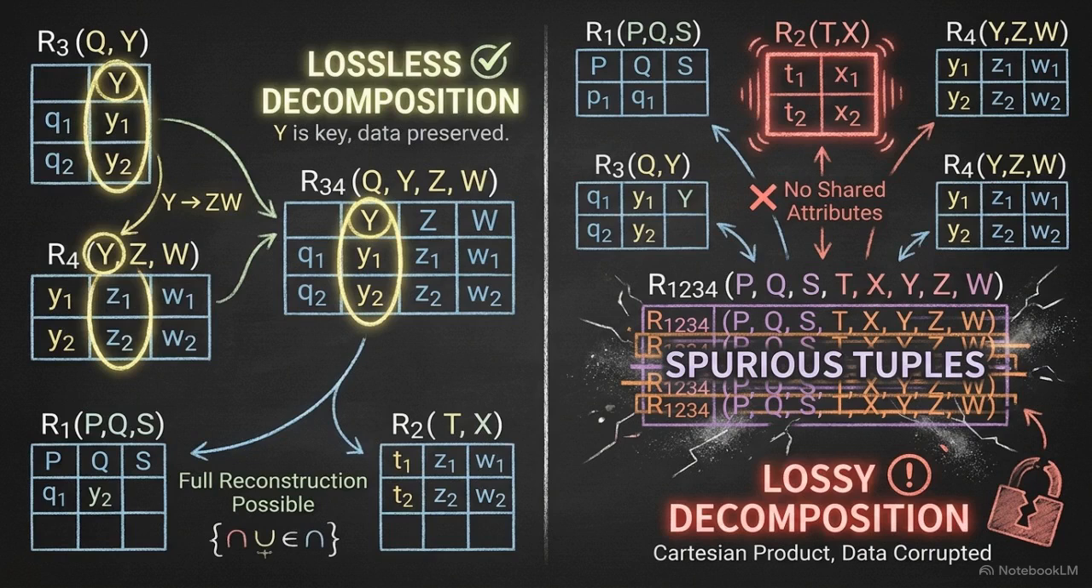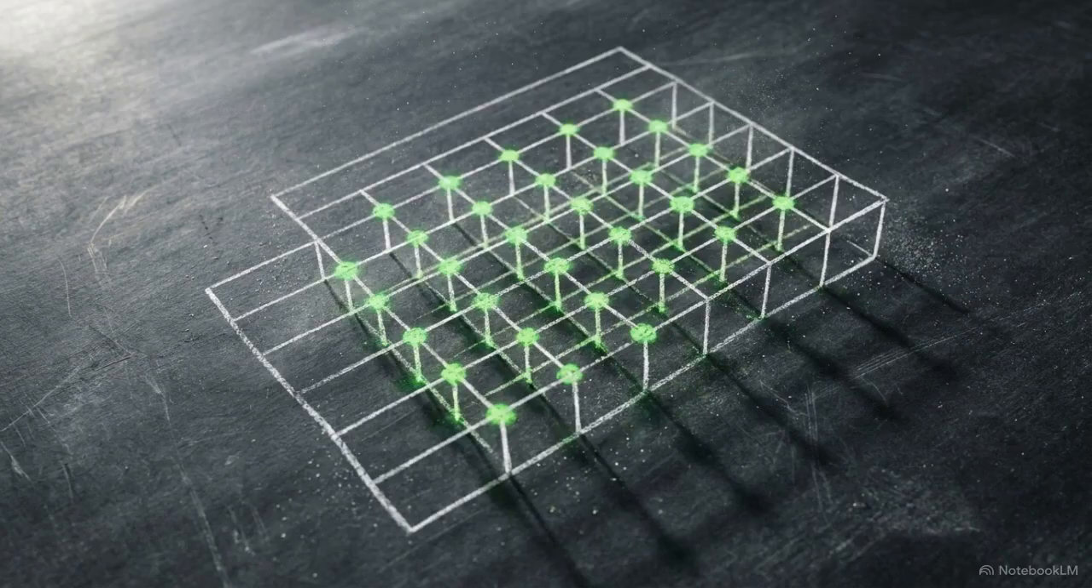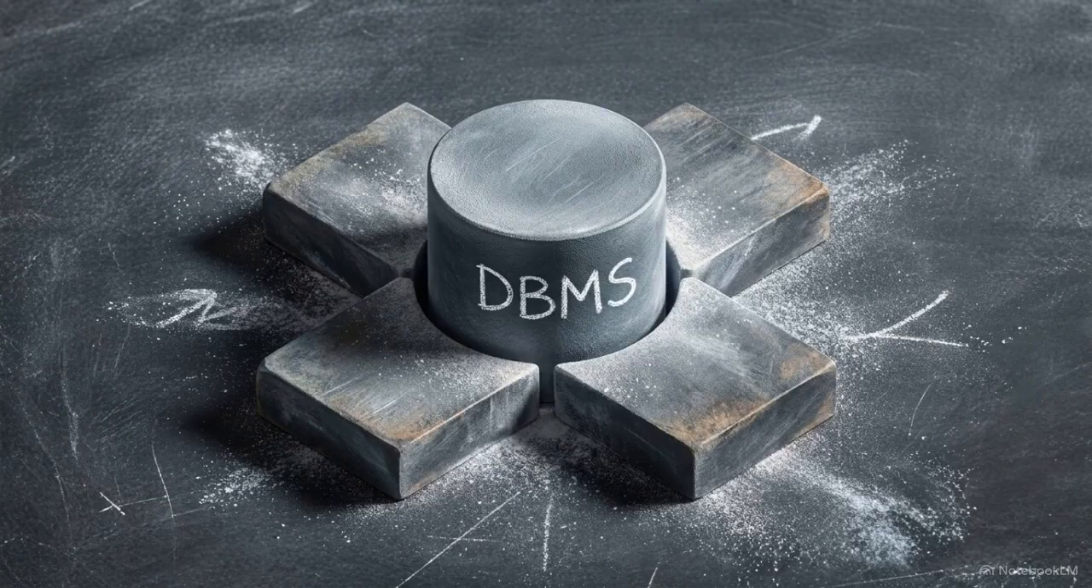Decomposition 2 is different. Table R2 is completely isolated, sharing no common attributes with the others. Attempting reconstruction forces a Cartesian product, multiplying rows exponentially into spurious tuples, fake records that corrupt the database state, resulting in a lossy decomposition. Verifying intersection keys is the only method to ensure that breaking down a database doesn't inadvertently create false data. Operational stability depends on the 4 ACID properties defined in question 1F.